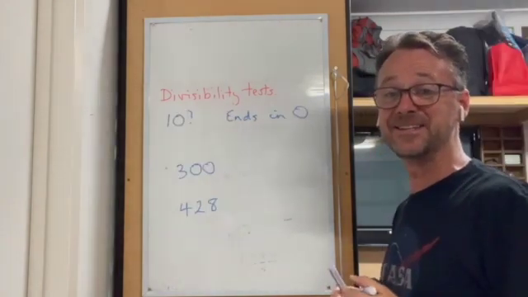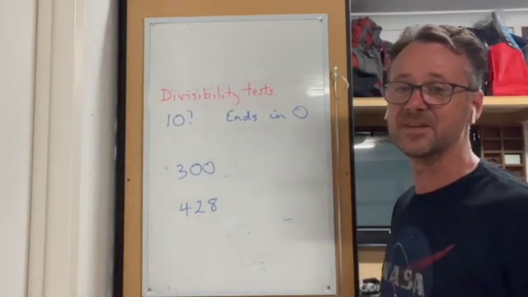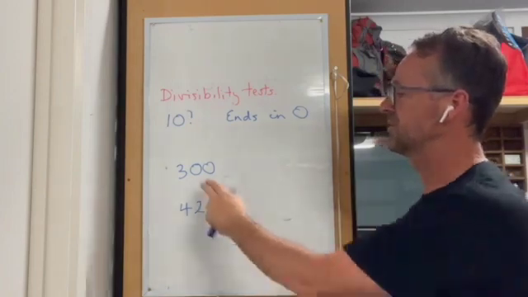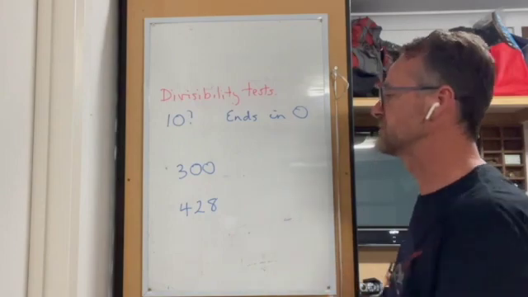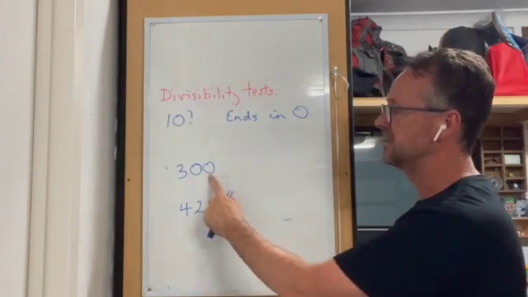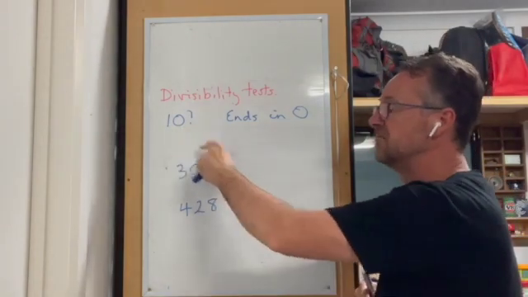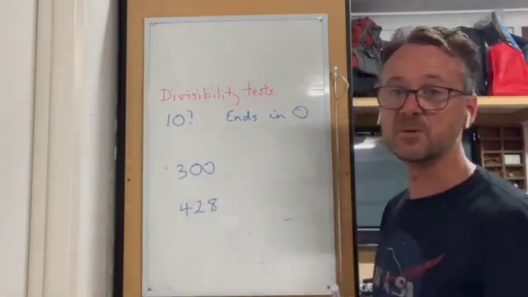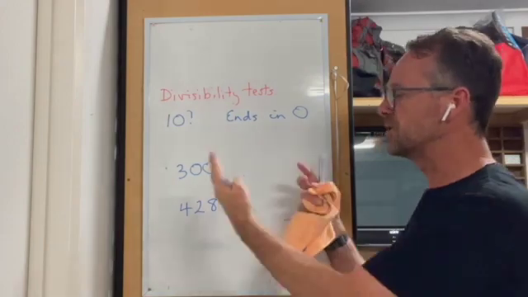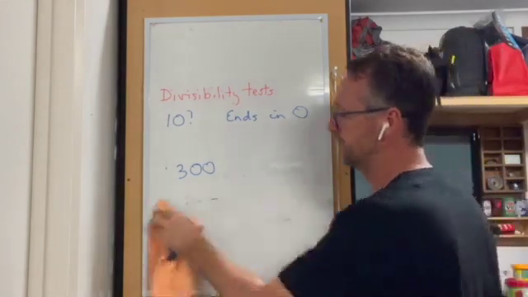10 is probably the easiest one, certainly as easy as 5. It ends in a 0, so 300, yes, 428, no. Simple as that, just looking at that last digit here, and clearly if it ends in a 0, it's divisible by 10, it's also therefore divisible by 5, it's also an even number, so it's definitely divisible by 2. So sometimes you get multiple from just the one idea.